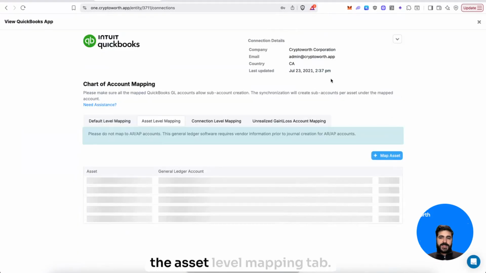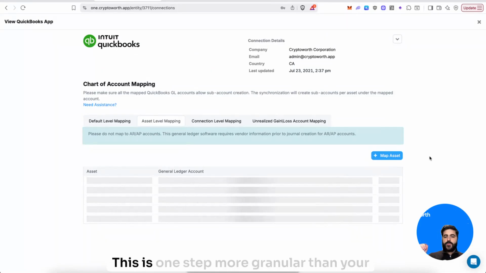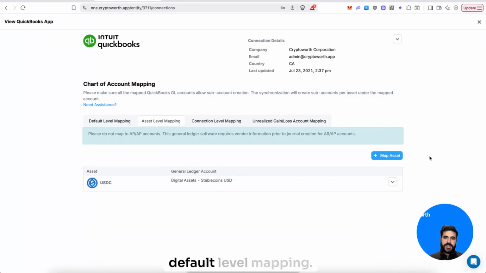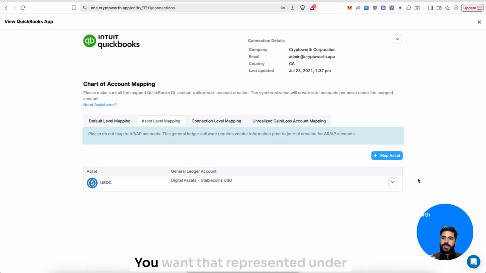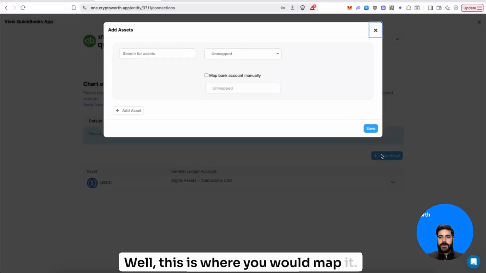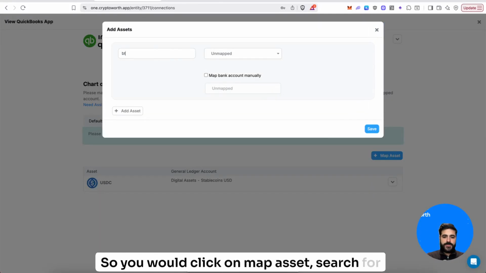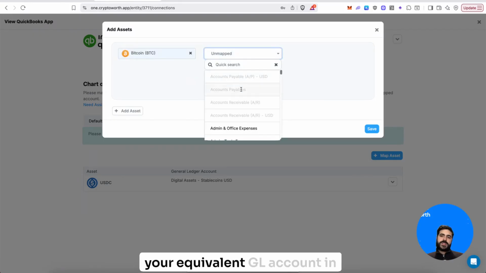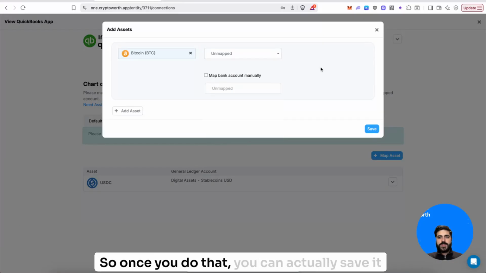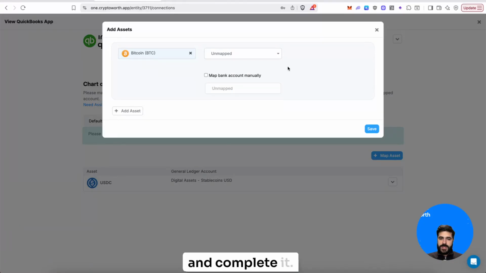Moving to the asset level mapping tab. This is one step more granular than your default level mapping. So if you have GL accounts by assets, or at least by primary assets, maybe you're holding a lot of Bitcoin in your balance sheet. You want that represented under a Bitcoin account. Well, this is where you would map it. So you would click on map asset, search for the asset in question, and then map it to your equivalent GL account in your accounting software. So once you do that, you can actually save it and complete it.